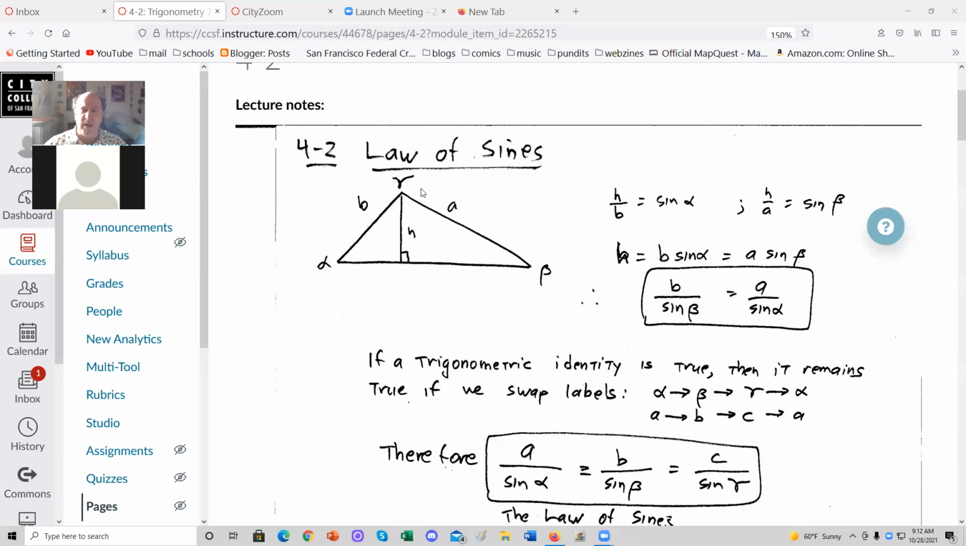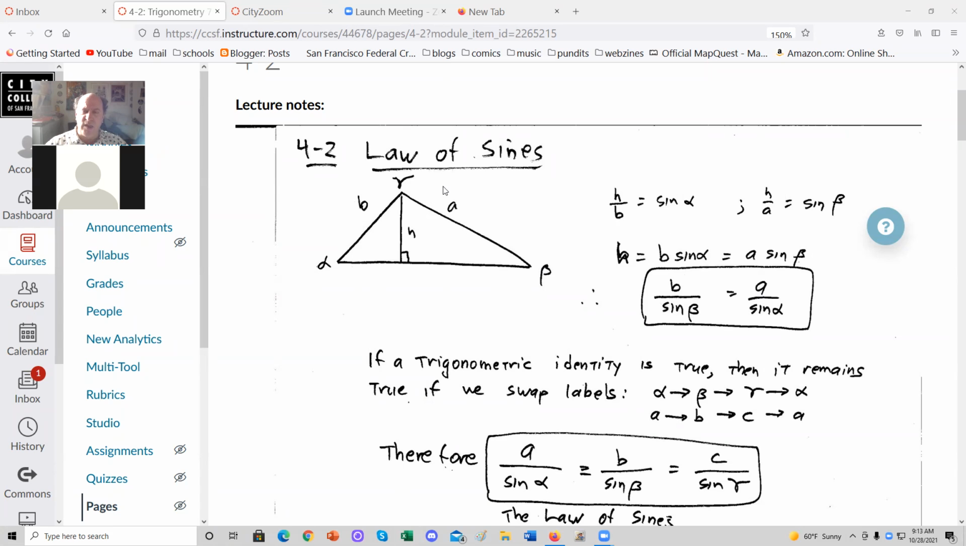The angles alpha, beta, and gamma with sides A and B, and drop this perpendicular height h. Now, h over b is the sine of alpha. h over a is the sine of beta. We write that here. So by transposing the b and the a, we get that h equals b sine alpha and a sine beta. Then transposing the sine beta and the sine alpha, we get that b over sine beta equals a over sine alpha. Now, this is between a side and the opposite angle, a side and the opposite angle.